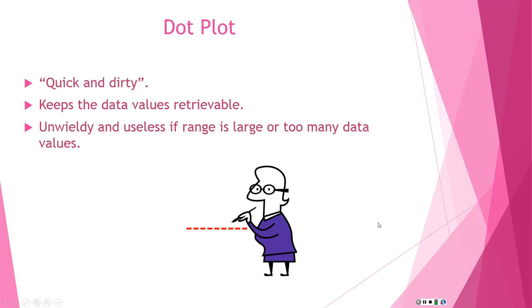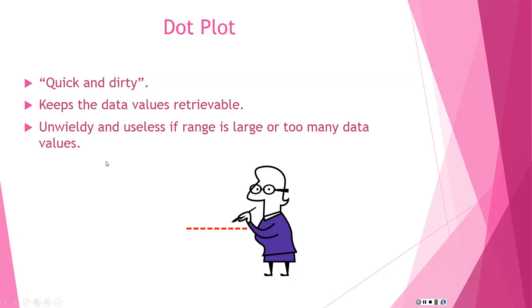The dot plot actually keeps your data values retrievable. If you make a frequency distribution and you label it with the midpoints, your data are no longer retrievable from that frequency distribution. Or if you even use the class limits, the data are no longer retrievable. You can't look at that frequency distribution and say, oh, I know what those numbers were, because all it says is you had 5 numbers between 0 and 9. You don't know what those 5 numbers were. But in the dot plot, we can actually get the data back.